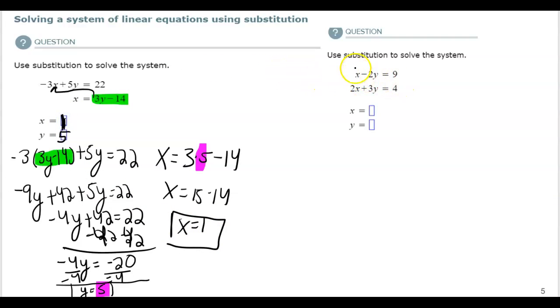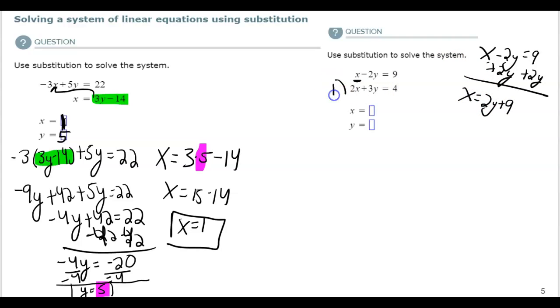In this example, I do not have the exchange rate for a variable. But when I look at it, it is going to be easiest to get this x by itself because it doesn't have any coefficients in front of it. So if I have x minus 2y, I can add 2y to both sides. Now this is my equation 1, this is my equation 2. I'm going to put this into that x equation.